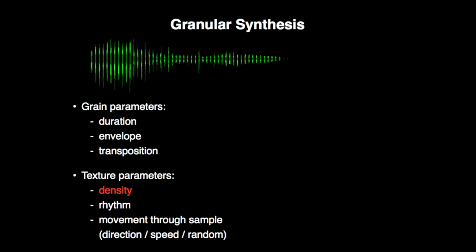Now I'll do the same thing, pulling random grains from different parts of the sample, but I'm also going to randomize the pitch. So we're going to hear random grains at random pitch levels.